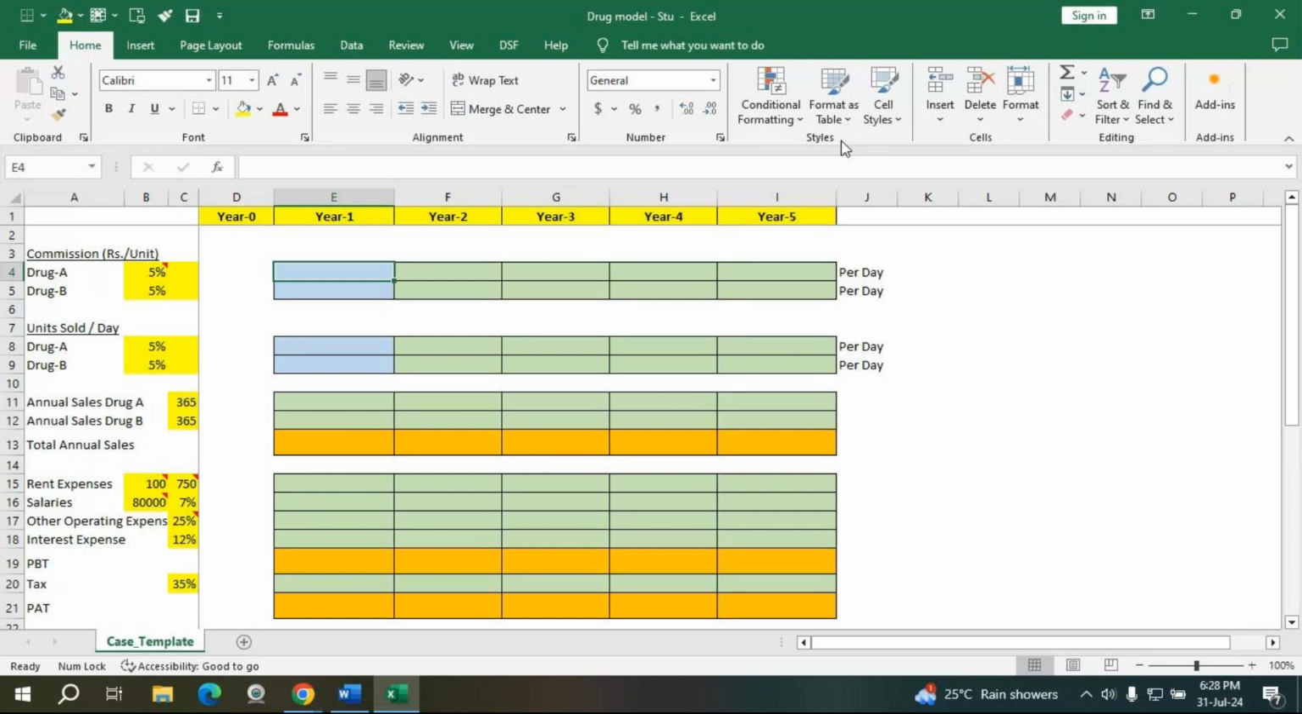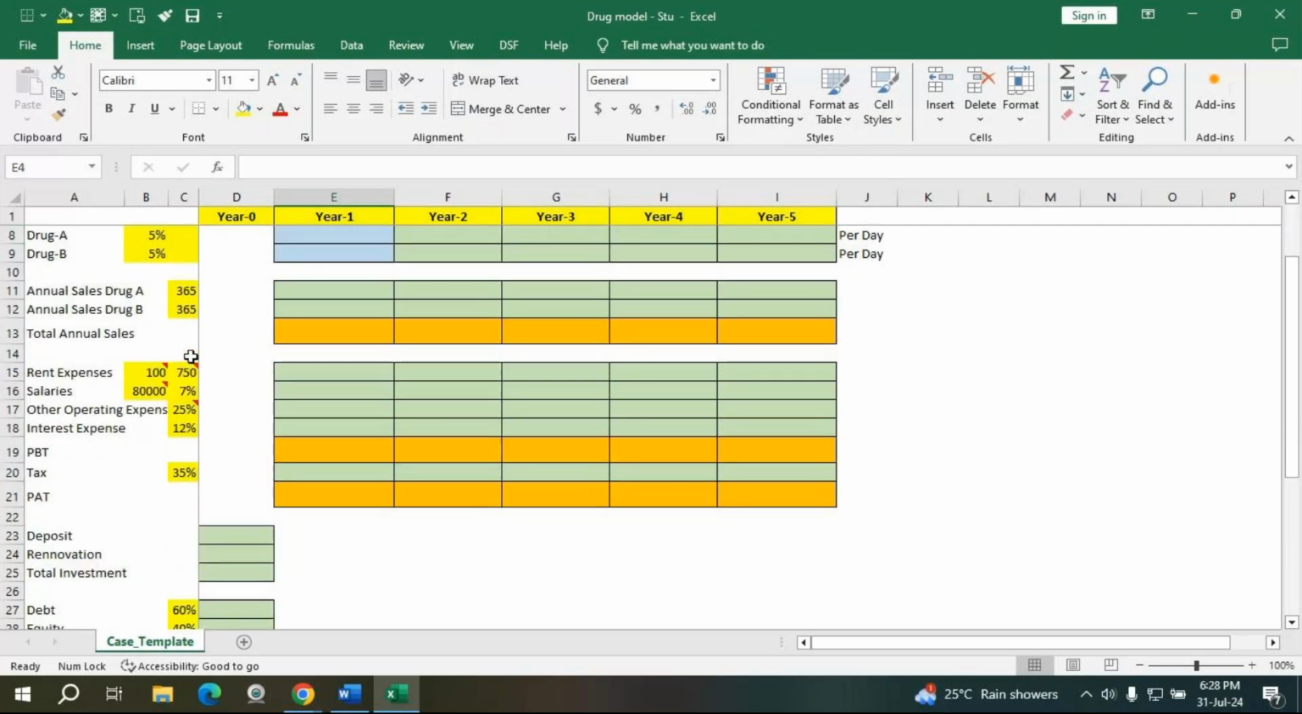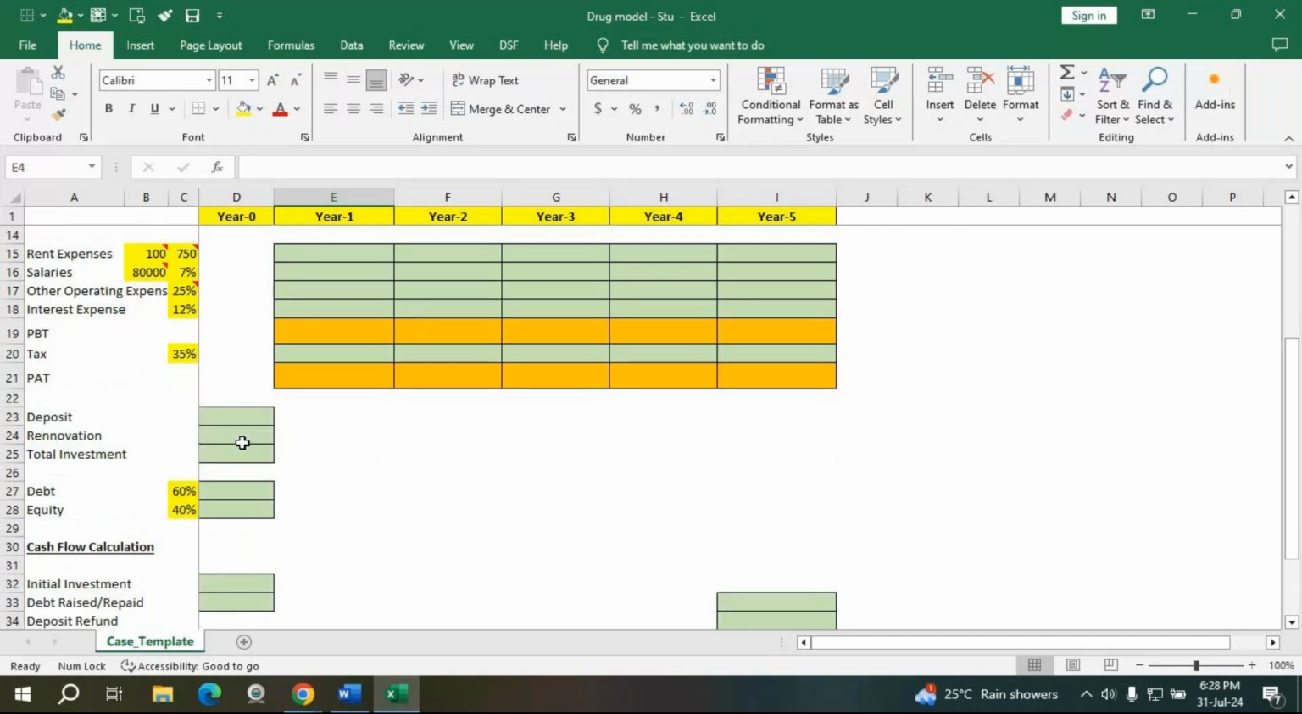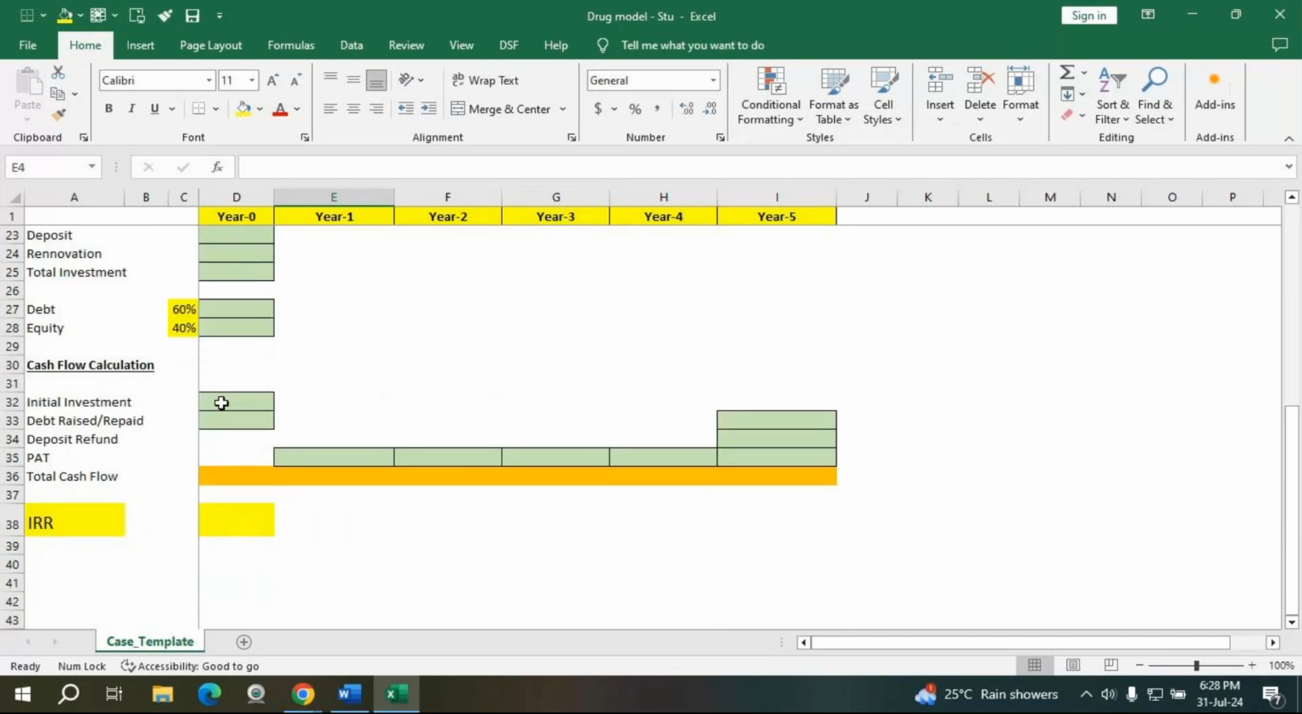Ma'am, under initial investment, should we take full investment or only deposit amount? Total investment. Where in calculating this IRR, deposit and renovation? Both, here. In initial investment, the total amount we need to take. Okay, ma'am. Done, ma'am.